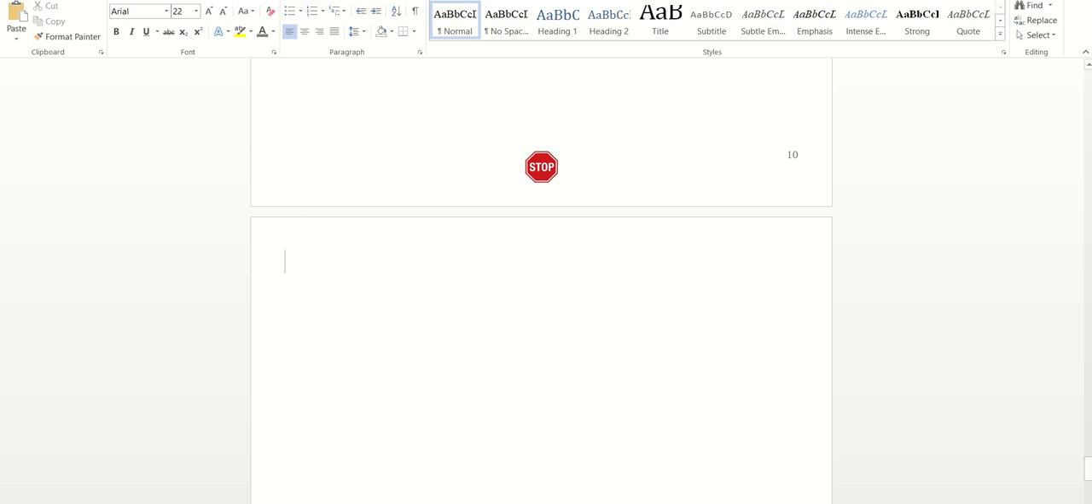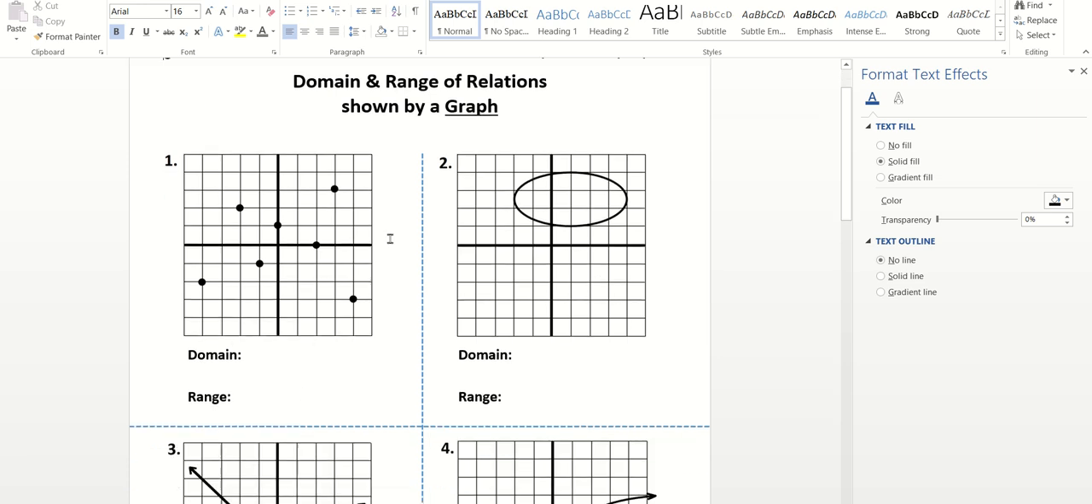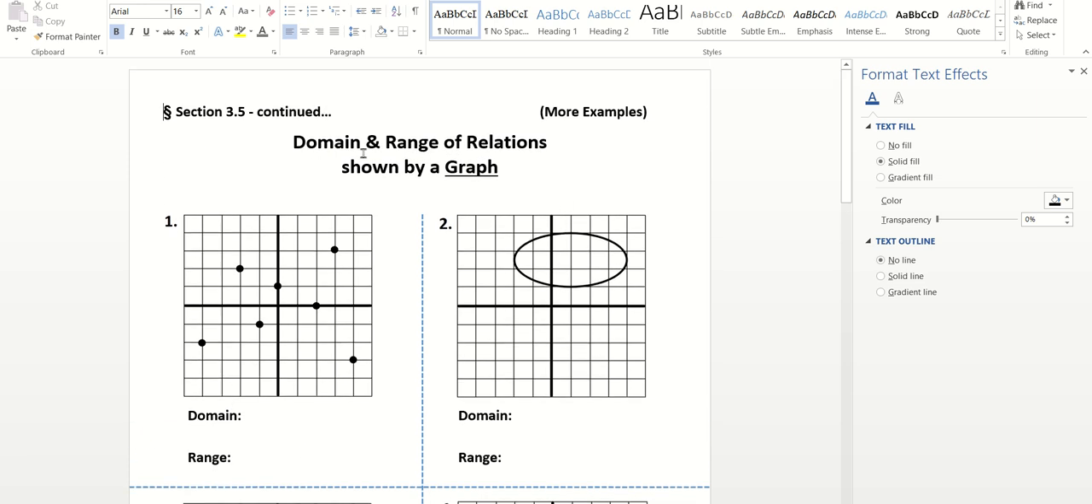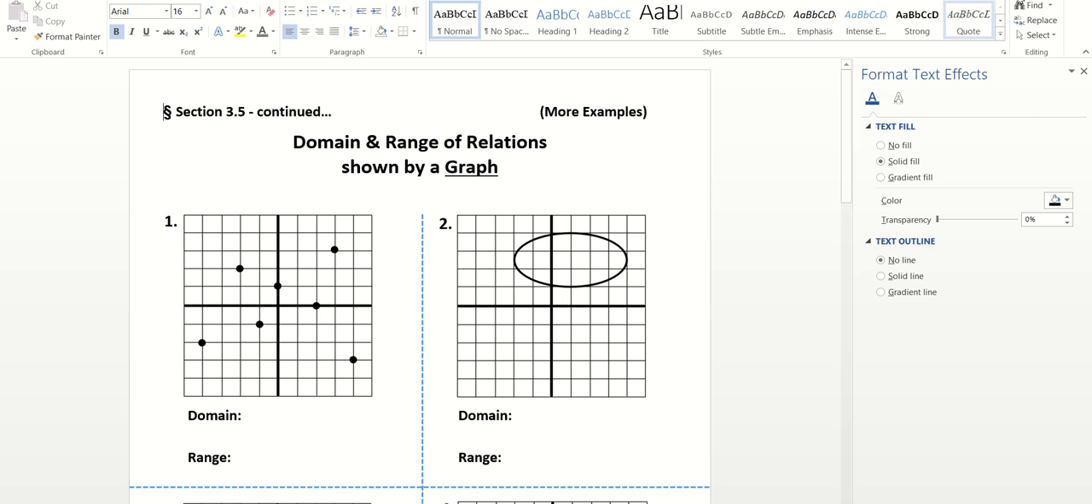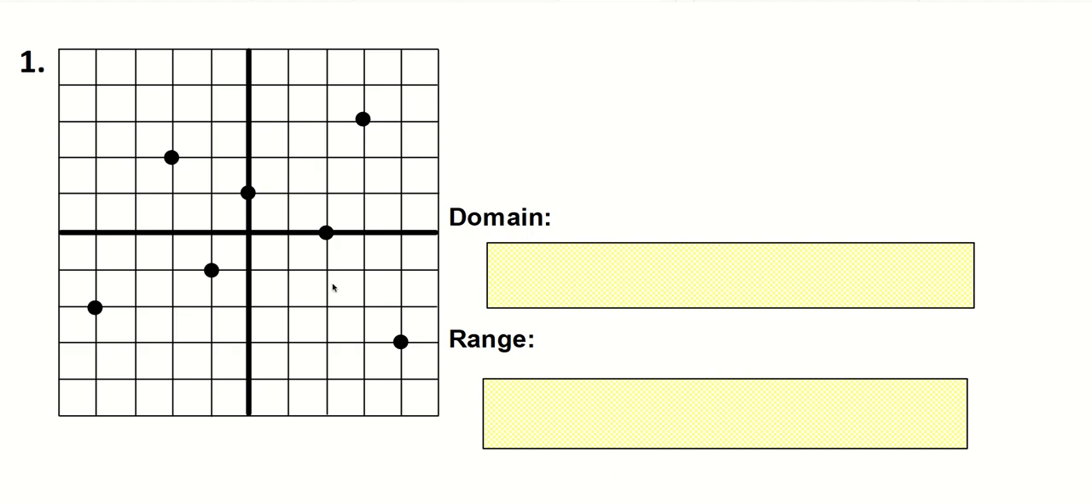Examples, domain. So your paper would look like this. Hopefully you have a copy of this. Section 3.5 continued. More examples. So there's 7 examples that hopefully we can do really quick.